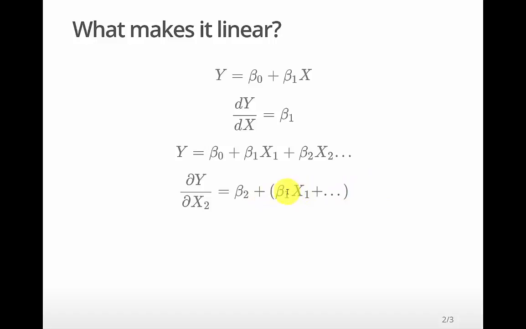all these other things, which are, again, in general changing, but when we're calculating the partial derivative, we're holding all of these things constant. This is the rate of change in y for a given change in x2, holding everything else constant. And again, we end up with something that does not change as a function of x2. x2 doesn't appear anywhere here on the right-hand side. So that's what makes this linear. The rate of change with respect to a given variable x is a constant.